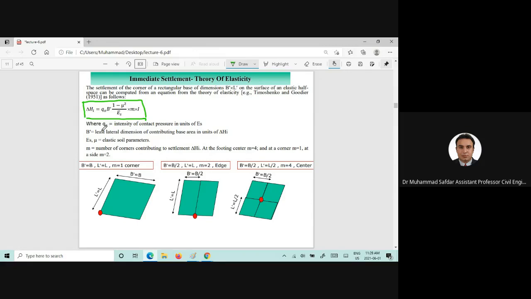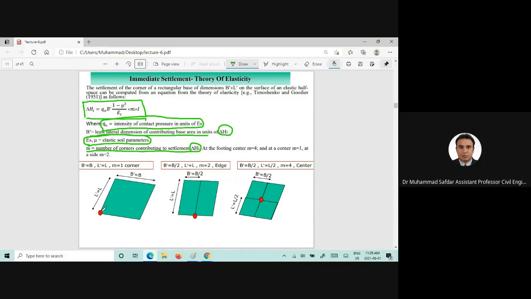First, Q naught is the intensity of the contact pressure. This is the net pressure intensity at that foundation level. B prime is the least lateral dimension of the contributing base area, and the units should be the same as delta H, or the immediate settlement. Es and mu are the elastic parameters, and M is the number of corners contributing to the settlement.